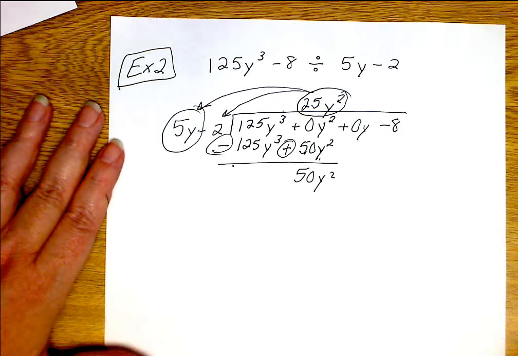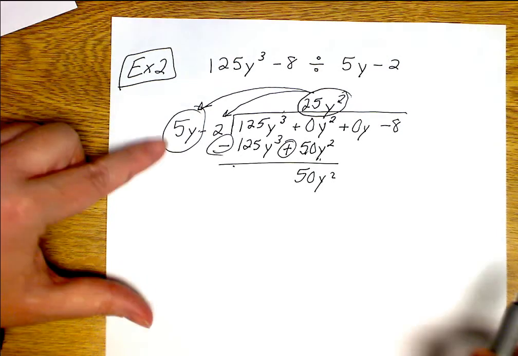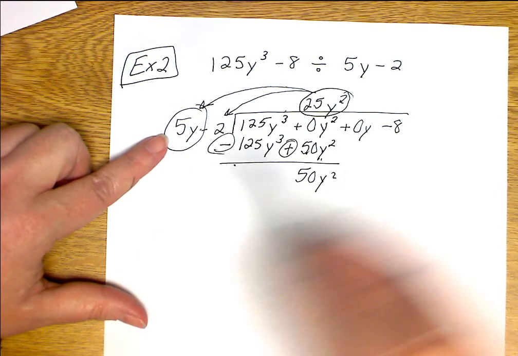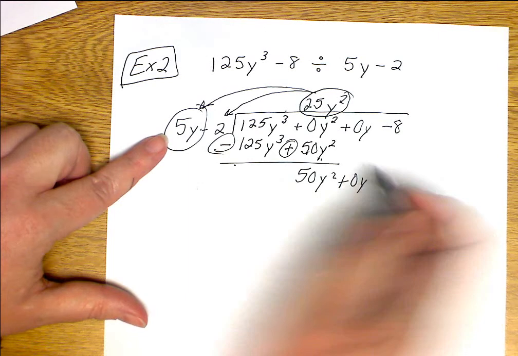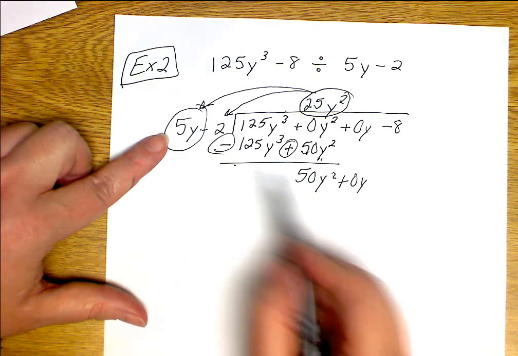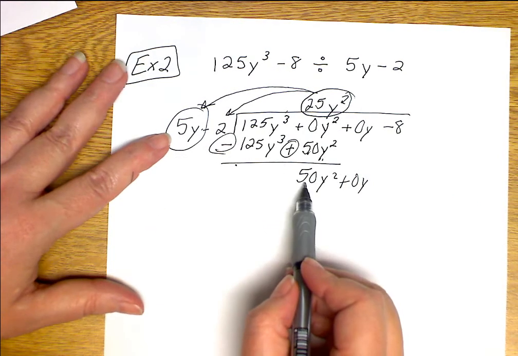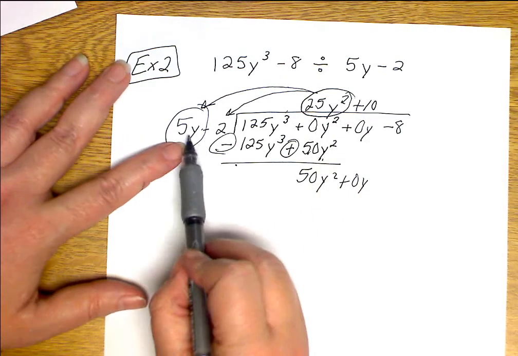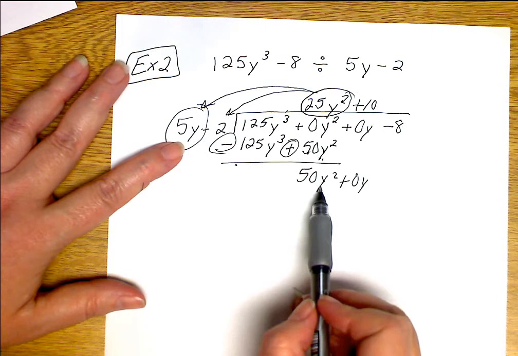Marissa. 5, right here. So now, oh, and then we bring down our 0y. 5 times what gives me 50? 10. Now I have a y, but I need a y squared, so it's going to be 10y squared. Do you know? 10y.